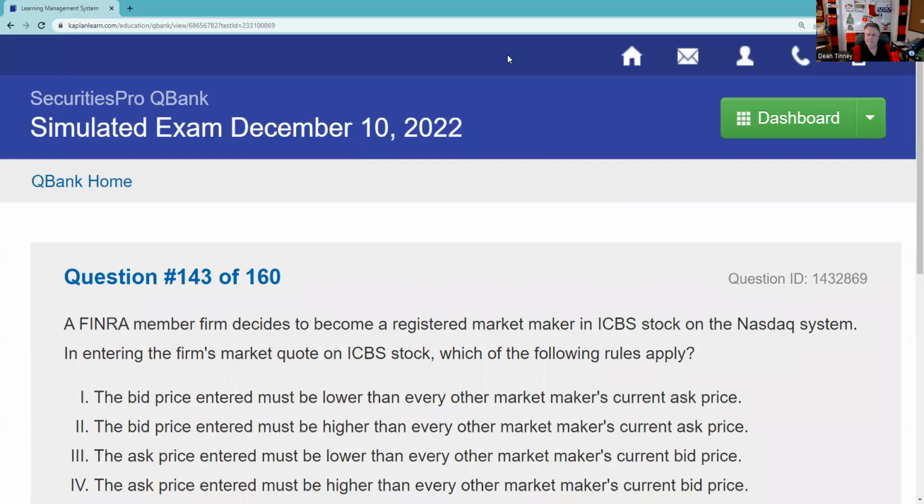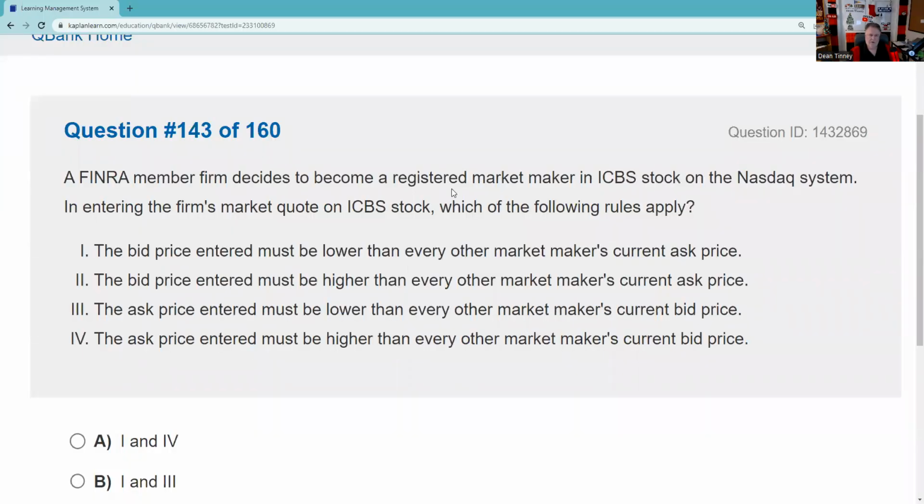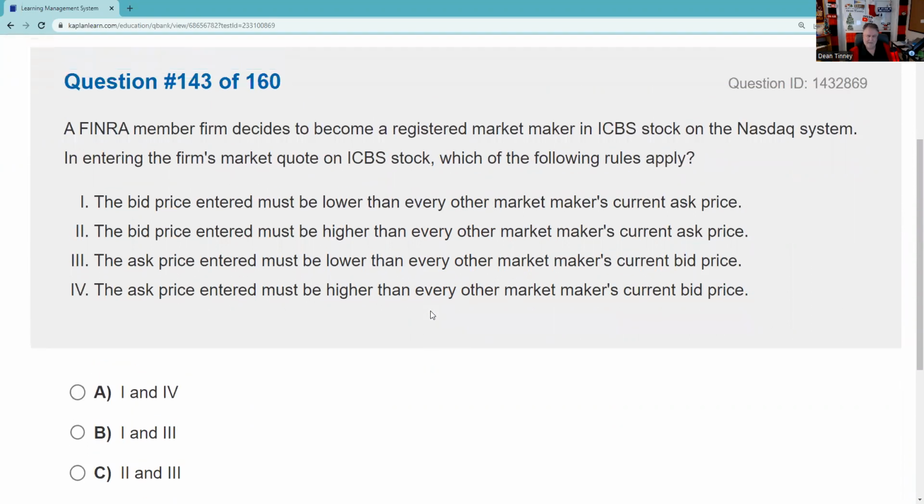143. A FINRA member firm decides to become a registered market maker in an ICBS stock on NASDAQ. In entering the firm's market quote on ICBS stock, which of the following rules apply? The bid price entered must be lower than every other market maker's current ask price. Boy, the grammar here is atrocious, but that is true because otherwise there would be a lock. Again, you might want to consider making an exhibit, but if I put in a bid at some other market maker's ask, I'm going to either lock or cross the market. So one is true.